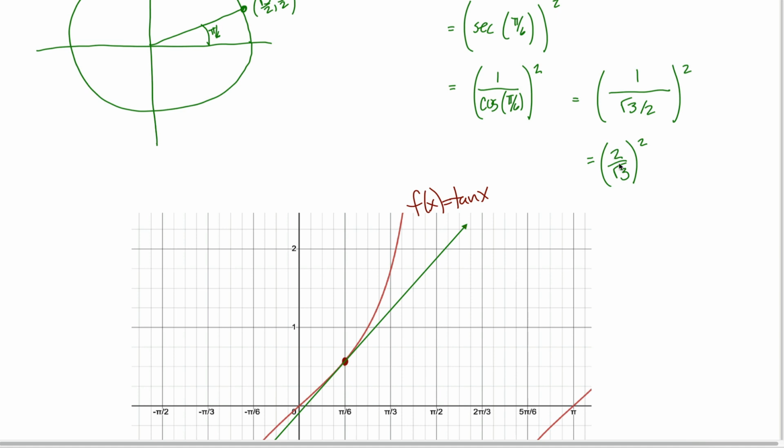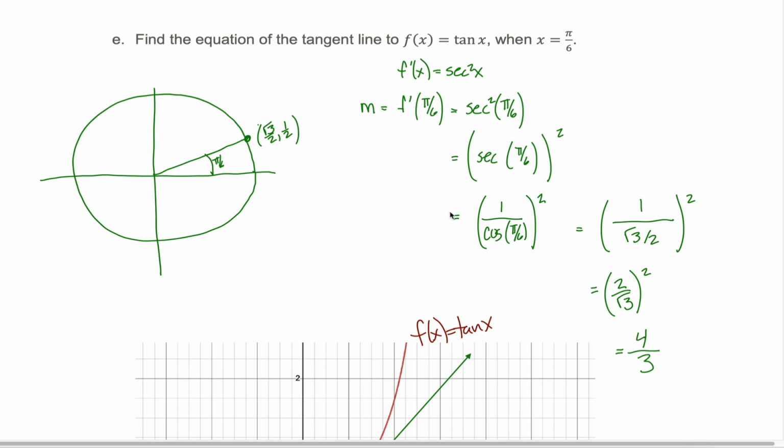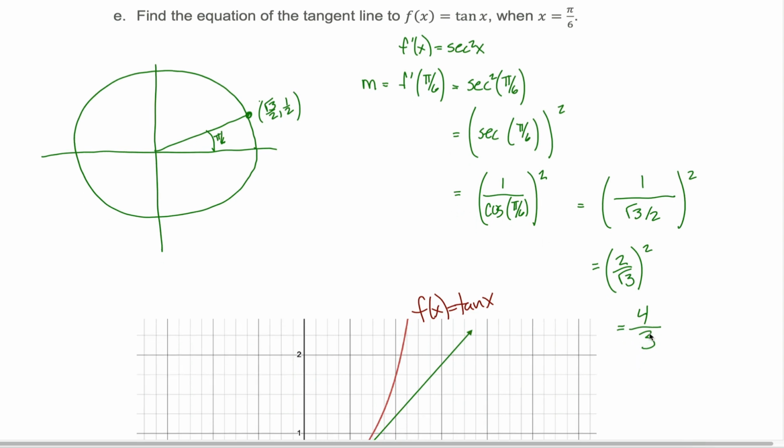It's tempting to look at the 2 over root 3 and be like, ooh, I need to rationalize. And I'd be like, no, you don't, because you're squaring out here. And when you're squaring a fraction, that's the same as squaring the top and squaring the bottom. So this is 2 squared, aka 4, divided by root 3 squared, aka 3. What I'm saying is f prime of pi over 6 is equal to 4/3. In other words, the slope of the tangent line to this curve at pi over 6 is just 4/3.